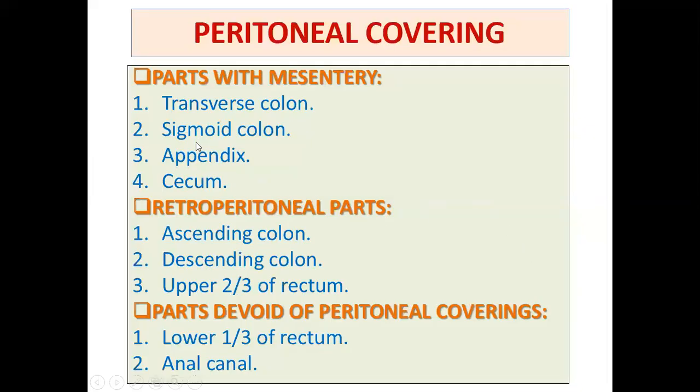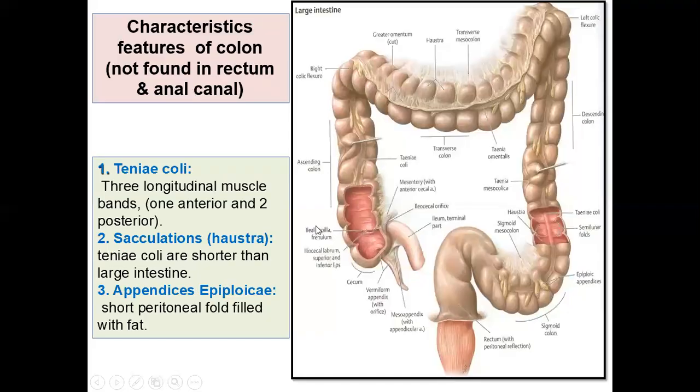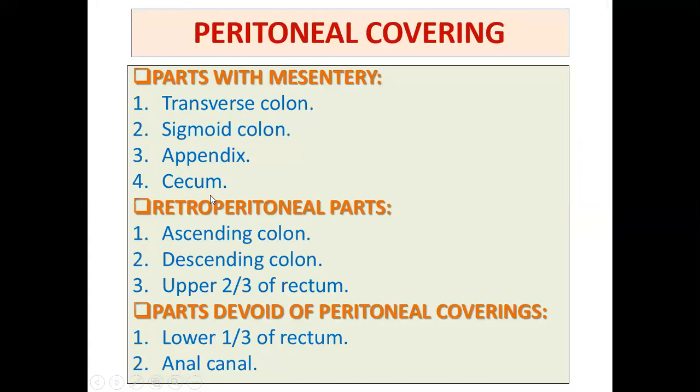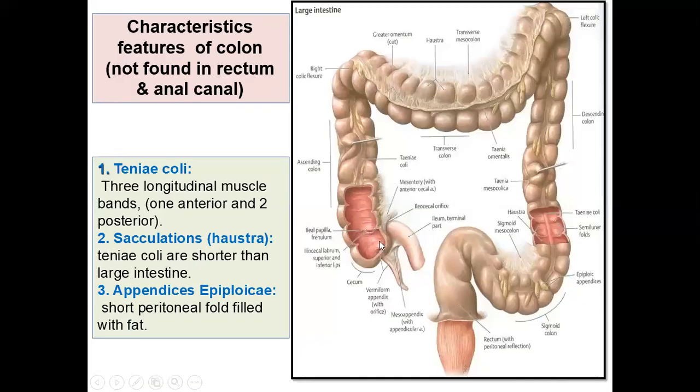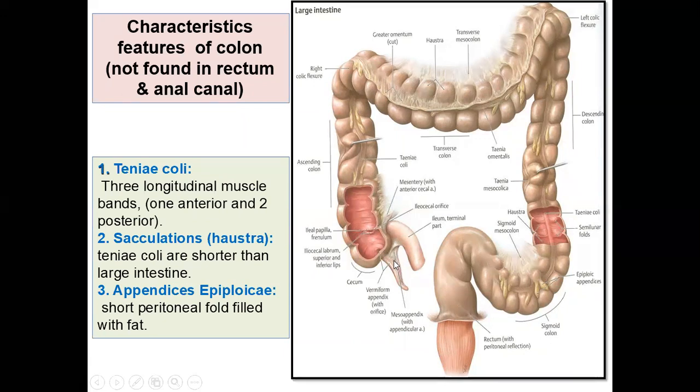Then we have the appendix and the cecum also. If you see here, this is the cecum, and a part of the mesentery is present here, as well as the appendix, which also has a mesentery, called the mesoappendix. Except for this, this part has no mesentery. The ascending colon and the descending colon don't have a mesentery, so it is not shown here.